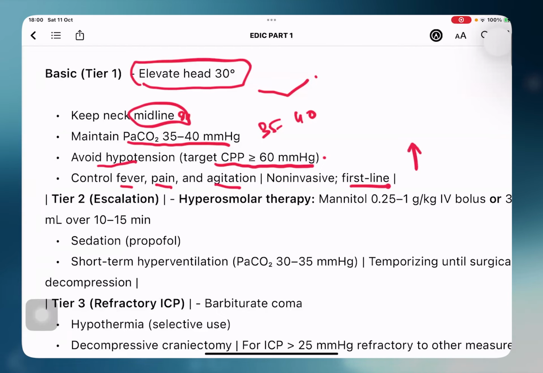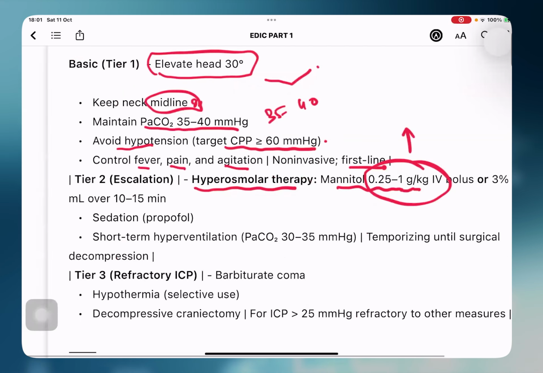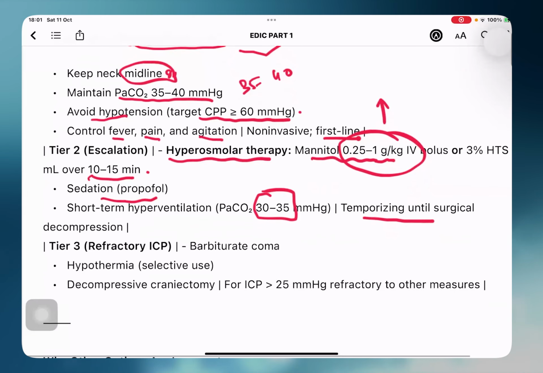Then you move up the ladder, tier 2, where hyperosmolar therapy uses mannitol 0.25 to 1 gram per kg IV bolus or 3% saline 250 ml over 10 to 15 minutes. Of course, propofol is important to induce a cerebral coma. Short-term hyperventilation to target a PaCO2 of 30 to 35 is fine, but it is an extremely temporizing measure until surgical decompression is done.